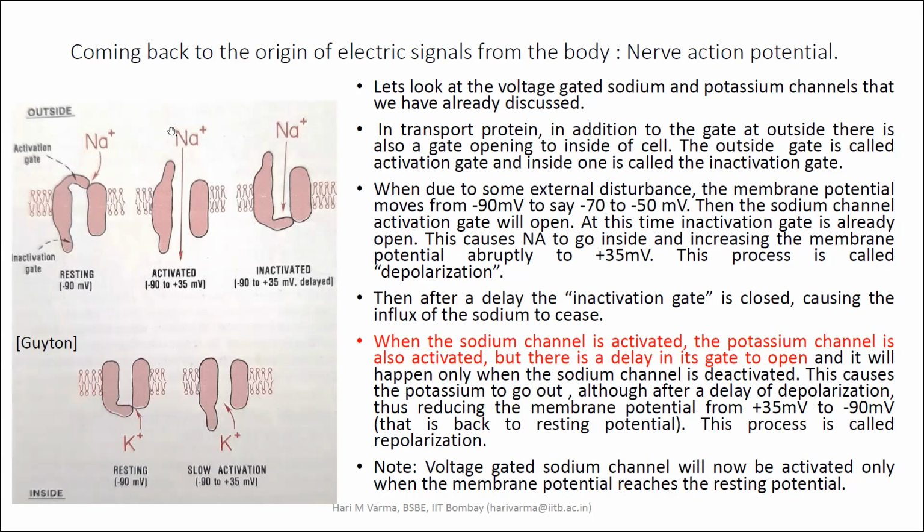See, now what happens is, by the time it reaches plus 35 millivolts, this gate will open and the sodium will start going out. At the same time, this gate will be closed. That means the sodium inactivation gate will be closed, so that further entry of sodium is stopped. At the same time, potassium starts going out. Together, this will ensure that from plus 35 millivolts the potential now will come down, because we are losing positive charge from the interior, so this potential will keep coming down till it reaches minus 90 millivolts. Only when it reaches minus 90 millivolts, this gate will be open.